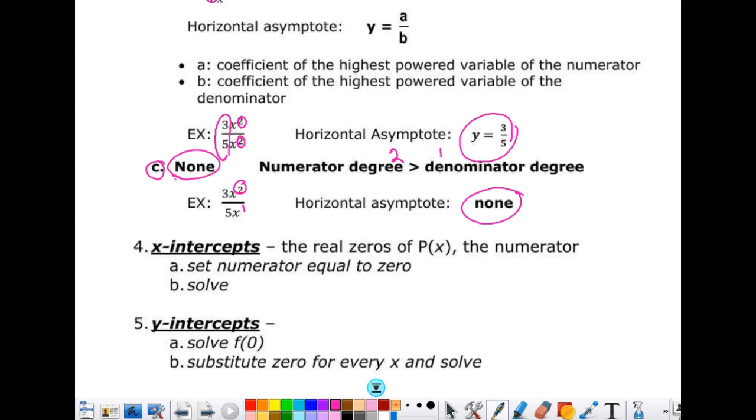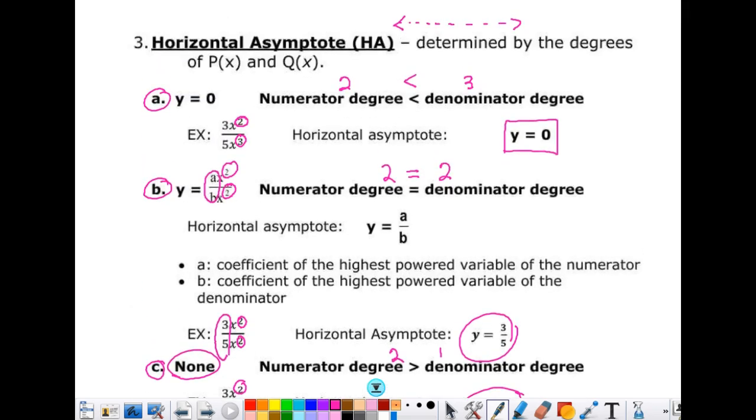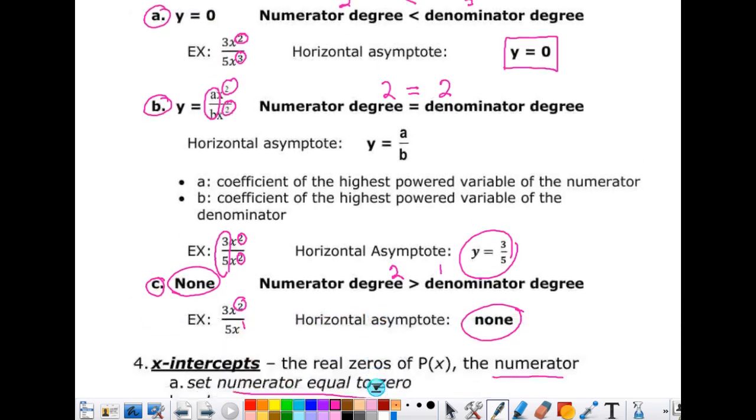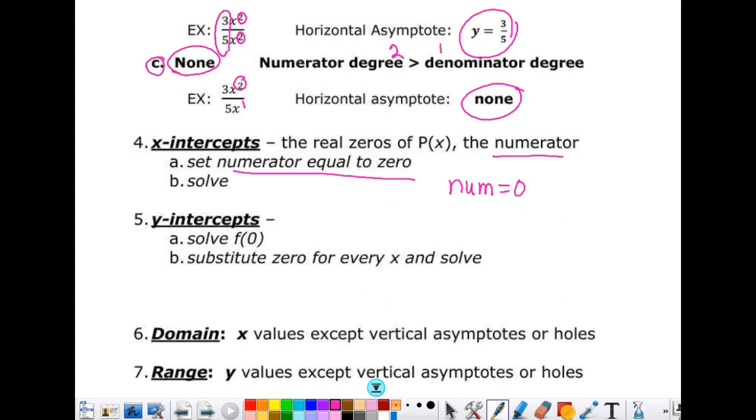To find the x-intercepts, you set the numerator equal to 0. If we back up a minute, to find the vertical asymptote, the denominator was equal to 0. To find the x-intercepts, you set the numerator equal to 0. I'm going to work out 2 whole problems for you on this so you can see all this happen.